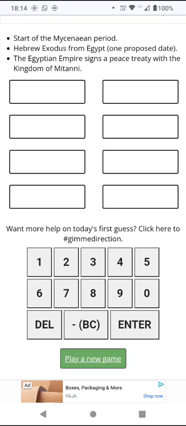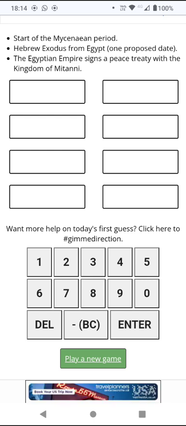3 more events that took place in the same year, and I'm going to try and guess what year that was. And we're talking very ancient today, aren't we? The Mycenaean period. Not sure I've ever even heard of that. The Hebrew Exodus from Egypt. Well, I know all about that from the Torah and the Old Testament. But do I remember roughly when it was proposed to have been?